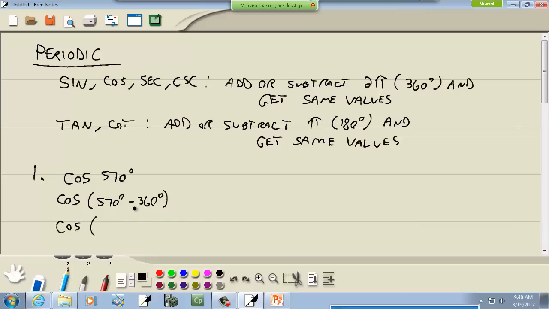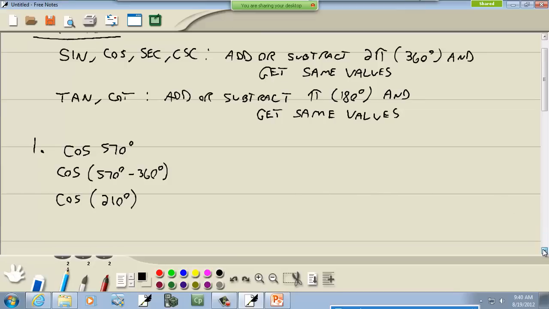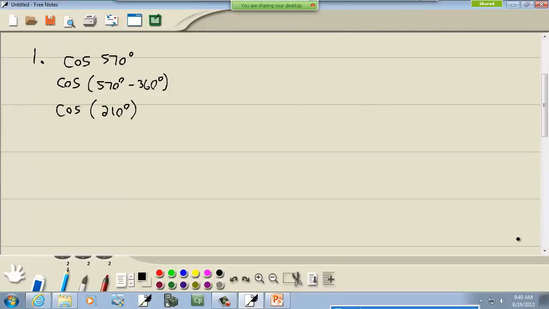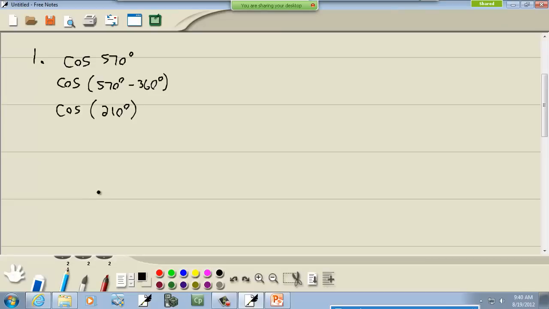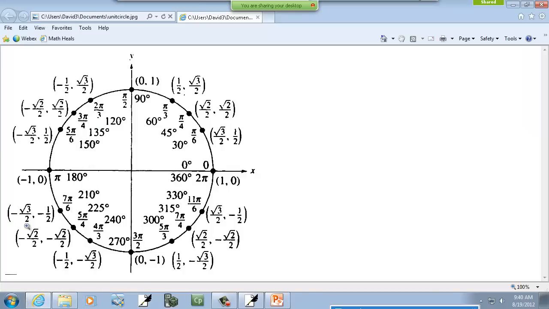Excuse me. And is that 210? So 210 degrees. Well, now if I look on my unit circle, 210 degrees is right here. And remember, cosine is our x part. So x part would be negative square root of 3 over 2.